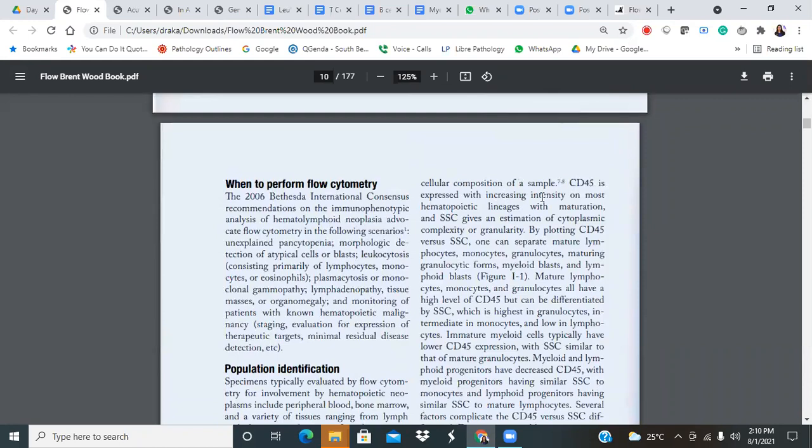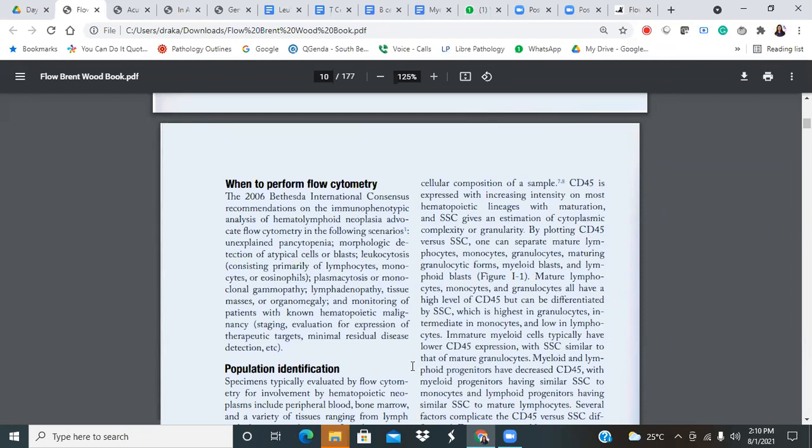CD45 is expressed with increasing intensity on most of the hematopoietic lineages with maturation. The side scatter gives an estimation of the cytoplasmic complexity or granularity. By plotting CD45 versus side scatter, one can separate mature lymphocytes, monocytes, granulocytes, maturing granulocyte forms, myeloid blasts, and lymphoid blasts. Mature lymphocytes, monocytes, and granulocytes all have high levels of CD45, but can be differentiated by side scatter, which is highest in granulocytes, intermediate in monocytes, and low in lymphocytes.